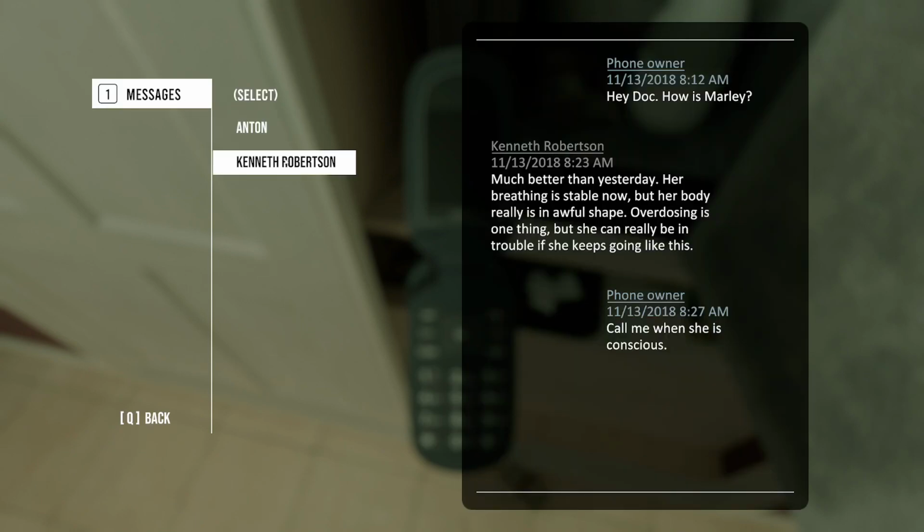Kenneth Roberts. Hey Doc, how is Molly? Much better than yesterday. Her breathing is stable now.